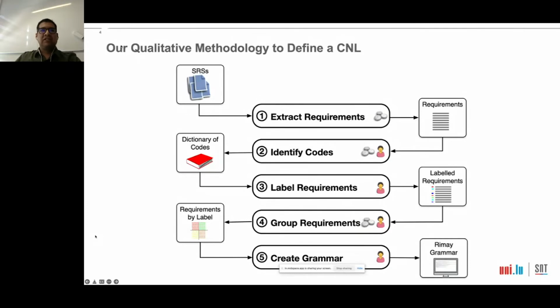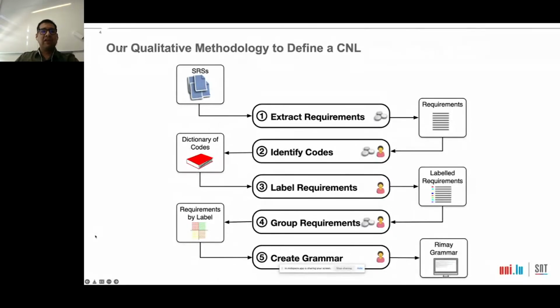This is our systematic methodology to define our controlled natural language, consisting of 5 steps. First, we extract requirements. Second, we identify codes and their corresponding verbs. A code identifies a group of verbs that share the same information content in natural language requirements. Third, we manually label the requirements extracted in step 1 with the codes identified in step 2.